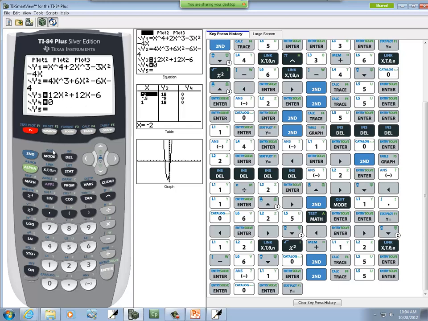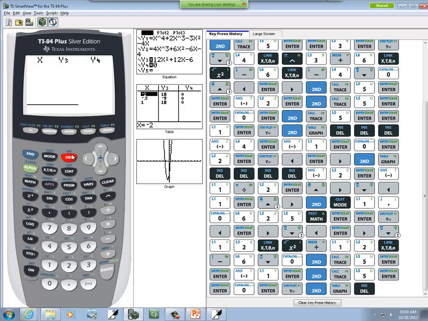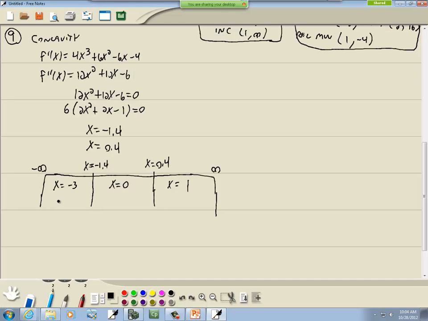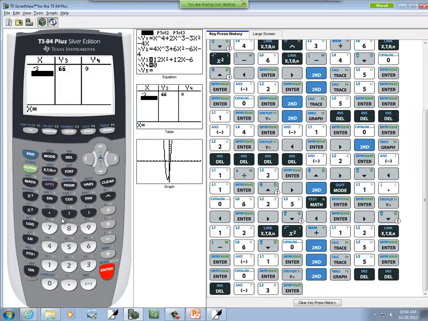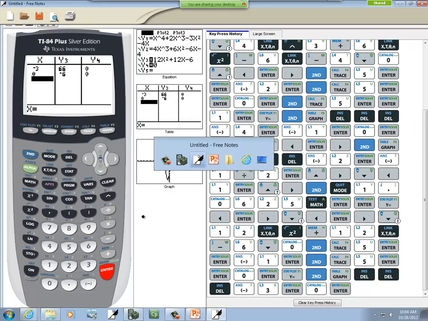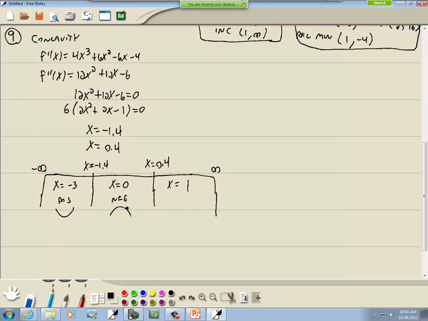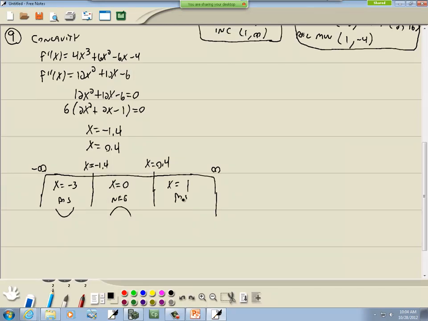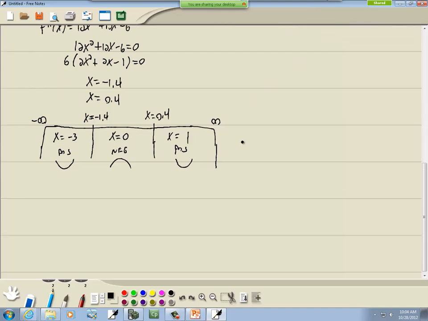Now remember where our second derivative is. Second derivative is y3. So if I go to second, graph, table mode again, I'll press delete to clear those out. Put in -3, enter. We get a positive 66. So it's positive, so it's concave up. If I put 0 in, press enter, it's negative, which means it's concave down. And if I put 1 in, it's positive, so it's concave up. So for concavity, it's concave up from negative infinity to negative 1.4, concave down from negative 1.4 to 0.4, and then concave up from 0.4 to positive infinity.